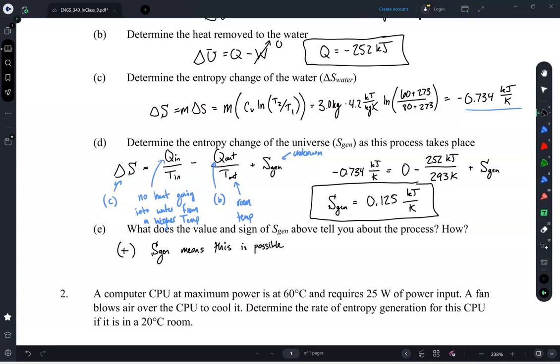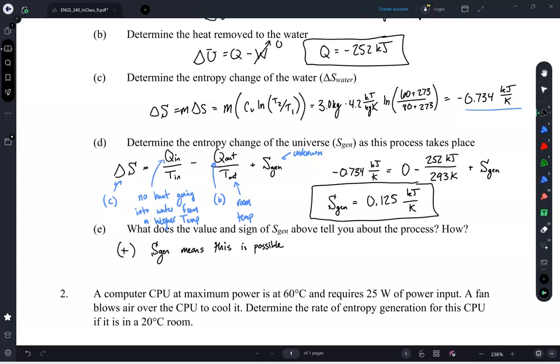You can't have things that have a positive entropy change that don't actually happen. It's not that they couldn't happen, it's just that it's not happening for whatever reason. This is something that is happening spontaneously, and it's generating entropy, and that positive S gen means that it is truly happening.